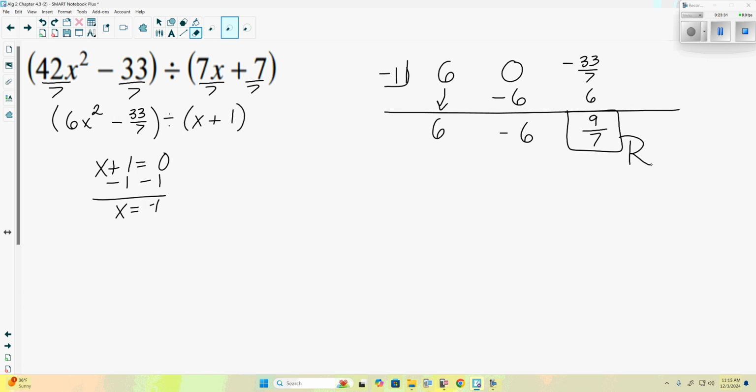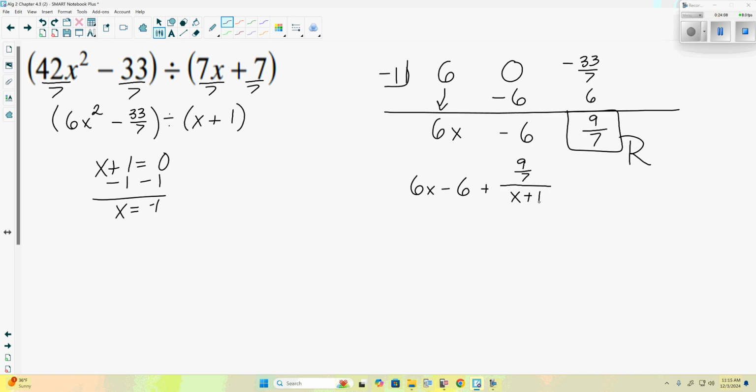Now, let's go put the variables back in. Our -6 next to the remainder would be the term without a variable, and the 6 would have x. So we have 6x minus 6 plus 9/7 over our x plus 1, what we're dividing it by. Fraction and a fraction.